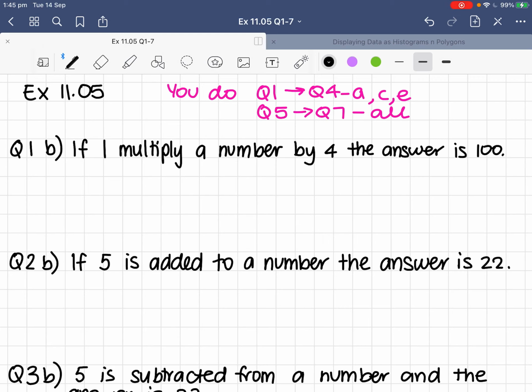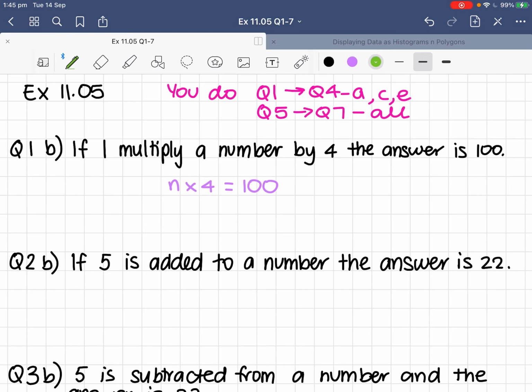So for question 1B, if I multiply a number by 4, the answer is 100. So we want to find out what this number is by using an equation. So we're going to let this number be n. Then we multiply this number n by 4, so we write n times 4. And the answer is 100, so it equals 100.